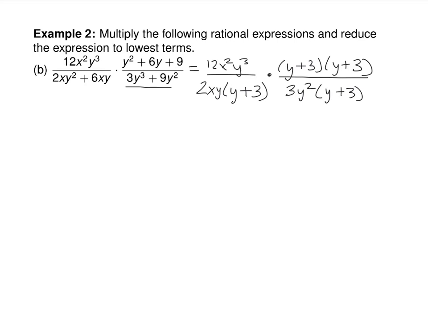So does this y plus 3 cancel? Yes. Does the other y plus 3 cancel? Well, if you redistribute it, let's just say, does it cancel, yes or no? Yes, it does. There are 2 y plus 3 factors in the numerator, and there are 2 y plus 3 factors in the denominator. I was going to say you could factor out, but it was easier for me to see it with the longer version. Okay.